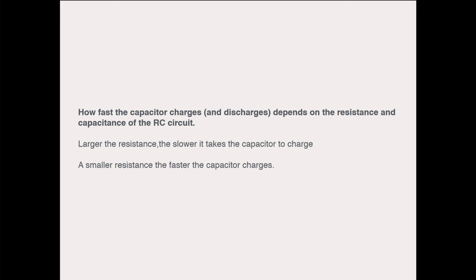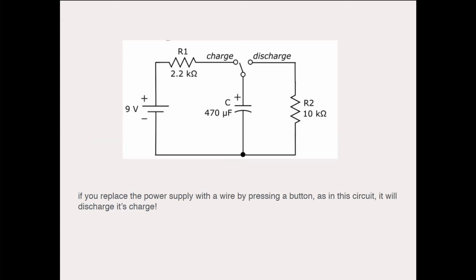So how fast the capacitor charges and discharges depends on the resistance and capacitance of the RC circuit. The larger the resistance, the longer it takes to charge the capacitor. The smaller the resistance, the faster the capacitor charges. And this impacts our oscillator that we see in the next diagram. The larger the resistance, the lower the pitch, because the waveform frequency will be lower. To calculate the time it takes for a capacitor to charge, the time is going to be the resistance times the capacitance.